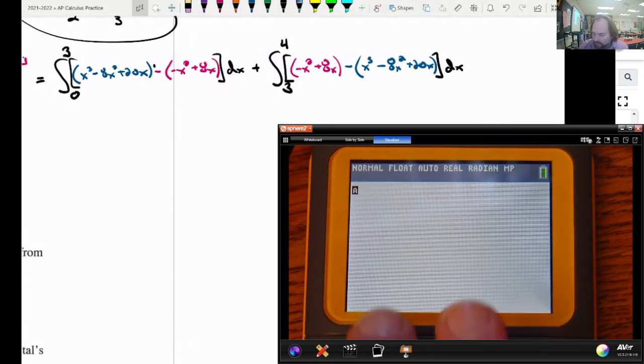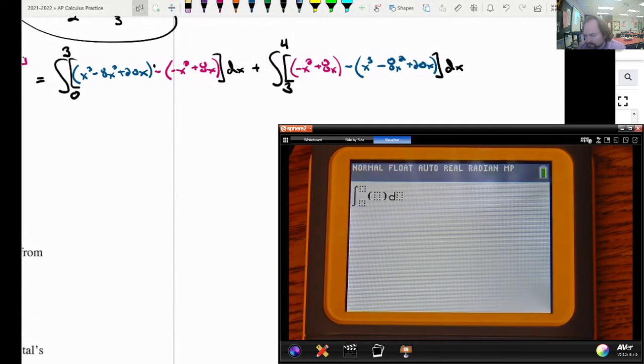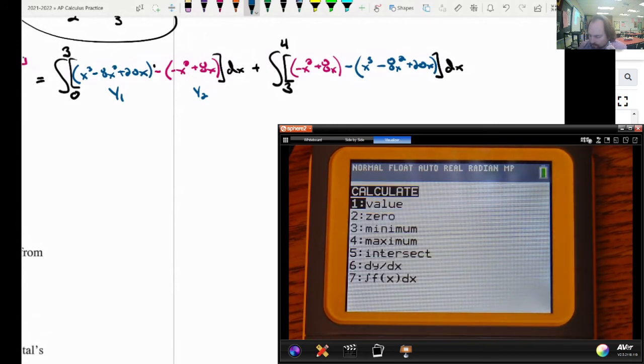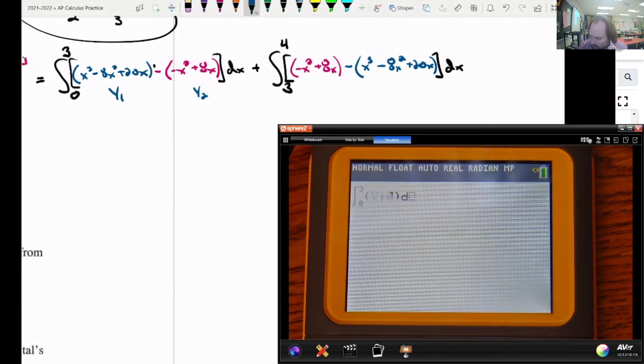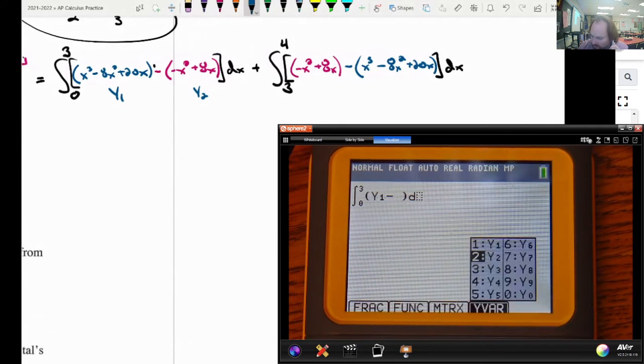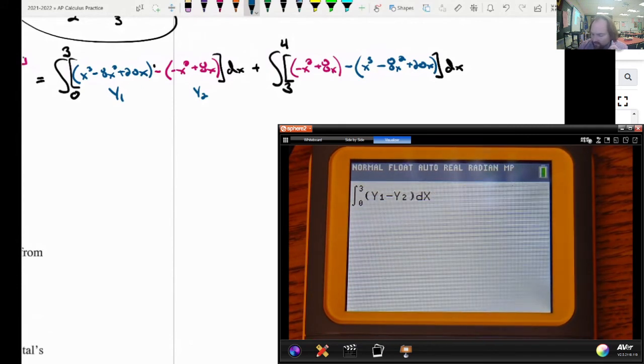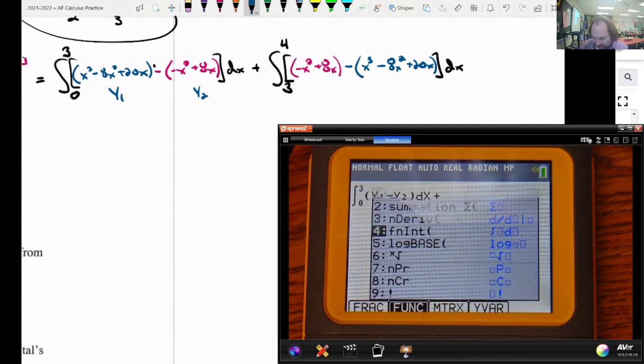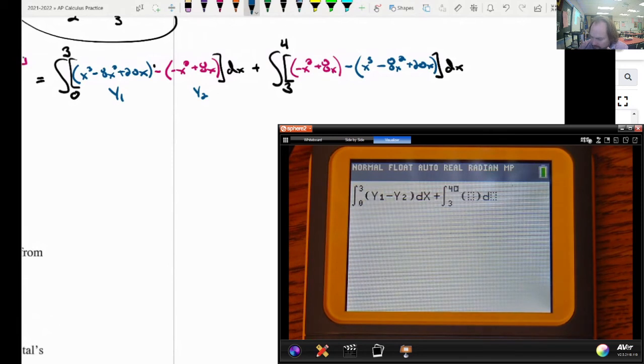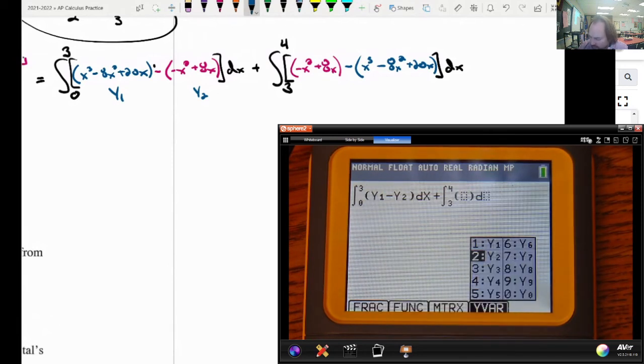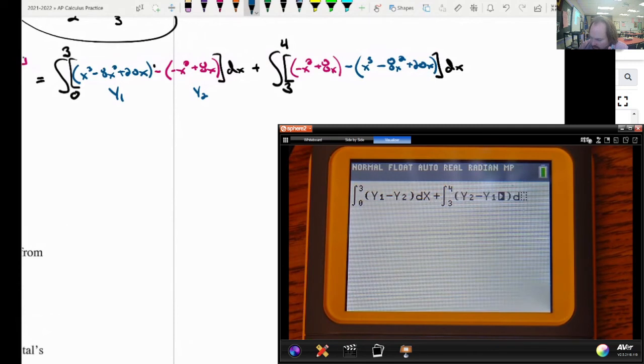So let's go out here. We're going to open up F2, open up an integral. The first integral goes from 0 to 3. And I have this programmed in my calculator as y1 and y2. So that's exactly what I'm going to type in. I'm just going to go into alpha F4, I said, and do y1 minus y2 dx. That'll be the first integral, plus, let's bring up another integral right there. This is the integral from 3 to 4. And we're going to change the order this time. Now it's y2 minus y1. Again, dx.